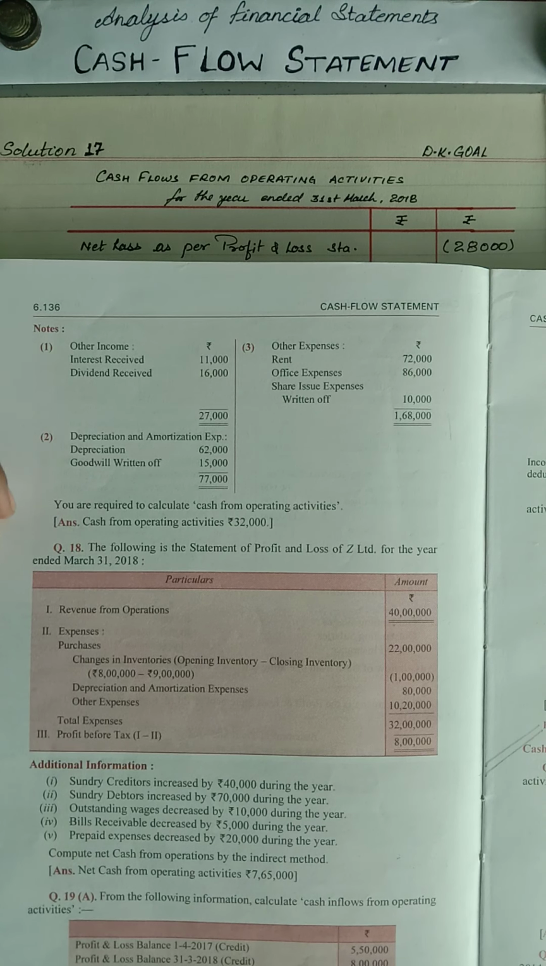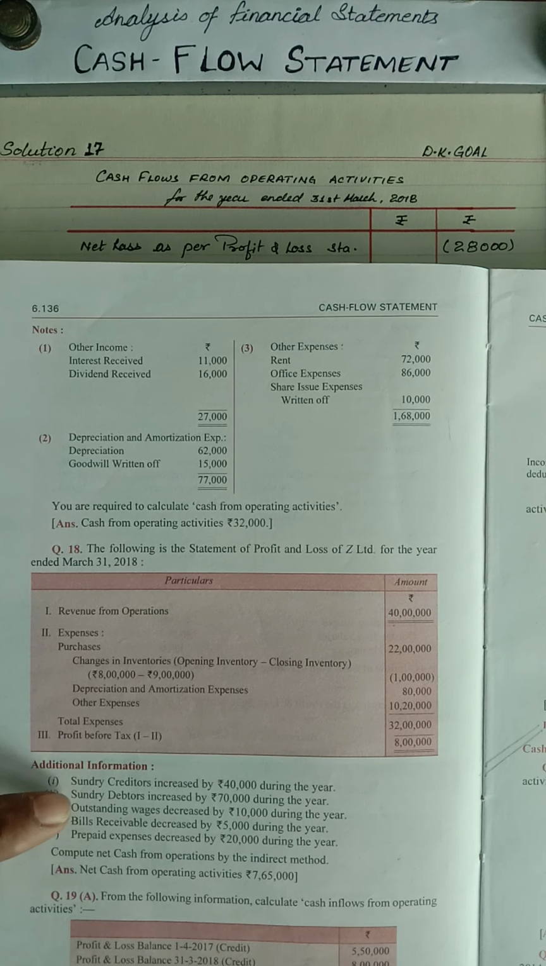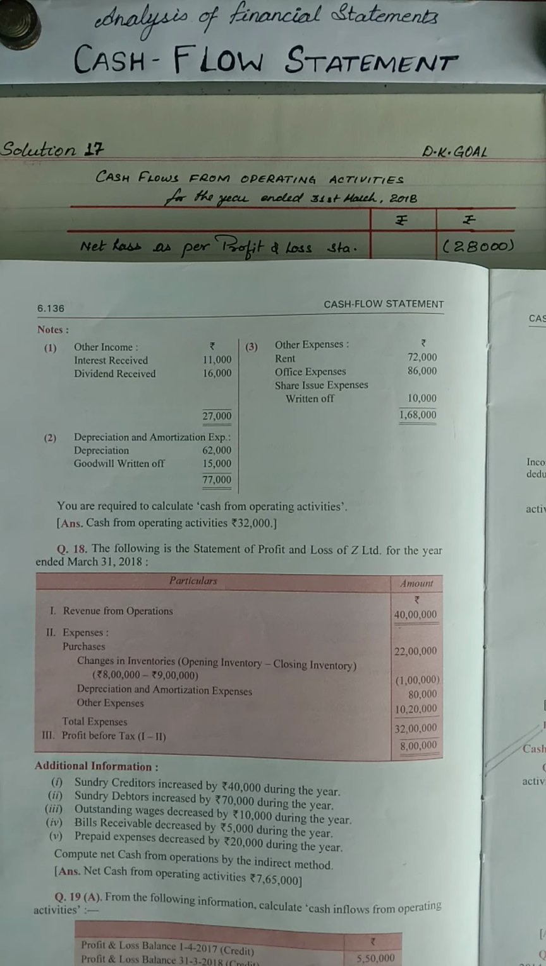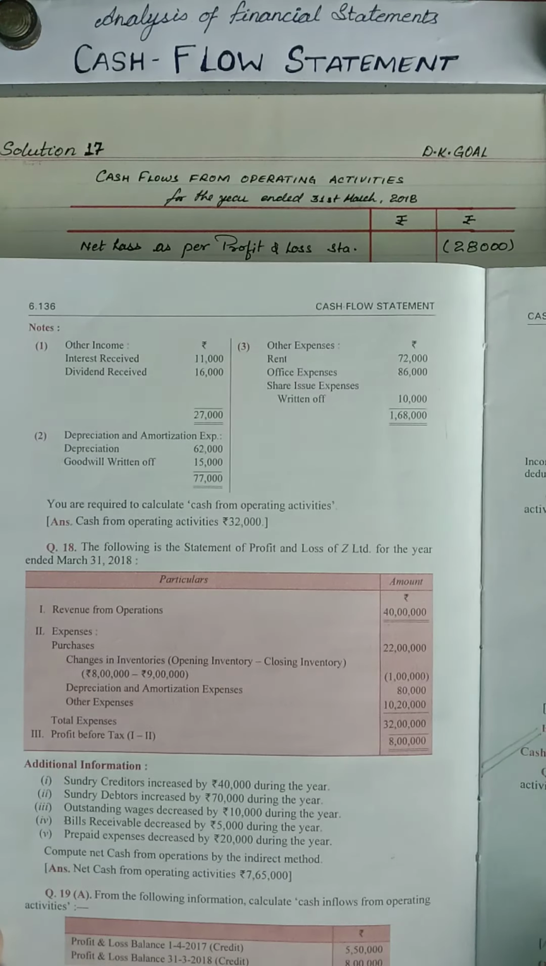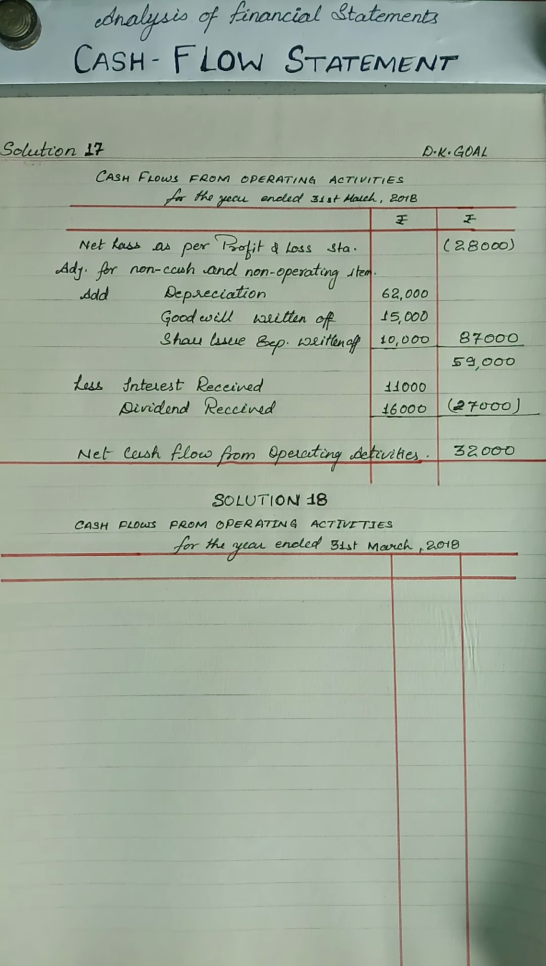Revenue from operations. Expenses are given: purchases, that is your opening inventory and closing inventory, depreciation and amortization expenses, other expenses, and profit before tax. Additional information is also given, that is your sundry creditors increase, sundry debtors increase. Sundry creditors are a liability, sundry debtors are an asset, outstanding is a liability, bills receivable is an asset, and prepaid expenses is an asset. Increase and decrease are already given here. We have to compute the net cash from operating activities by the direct method, but we will do it by the indirect method.